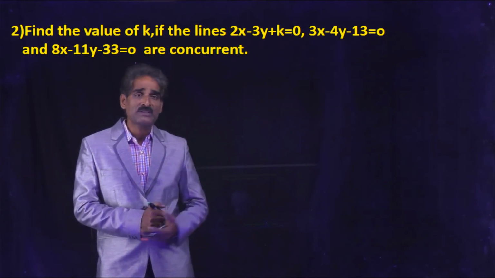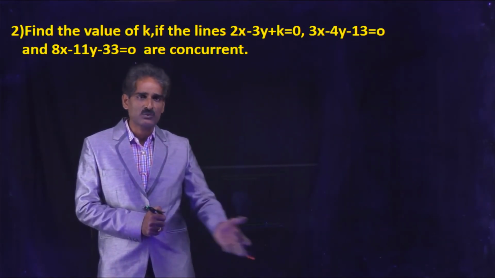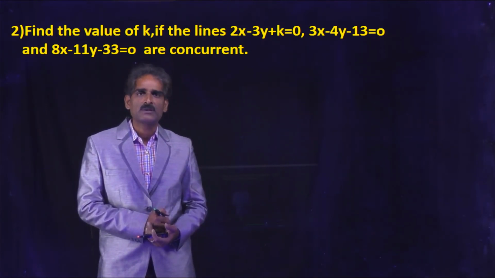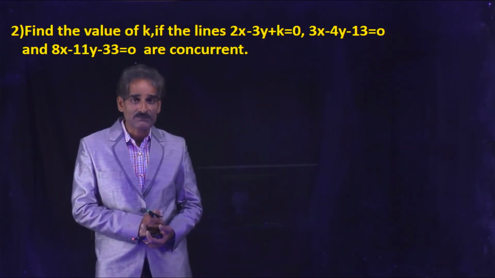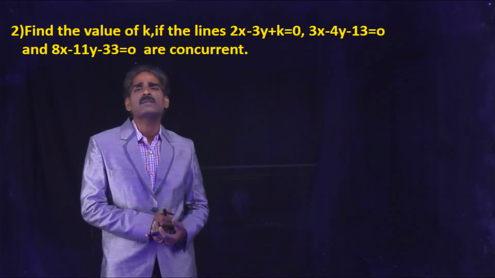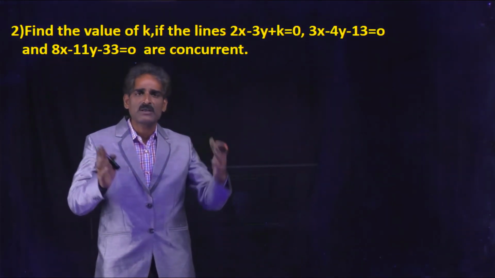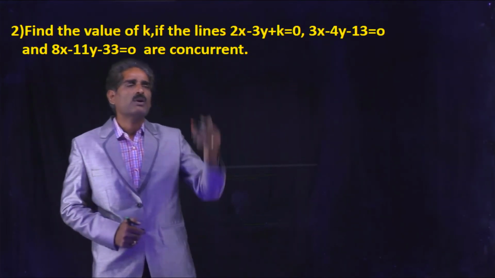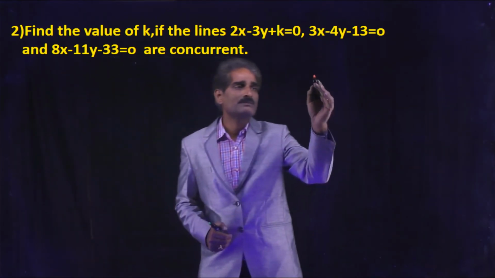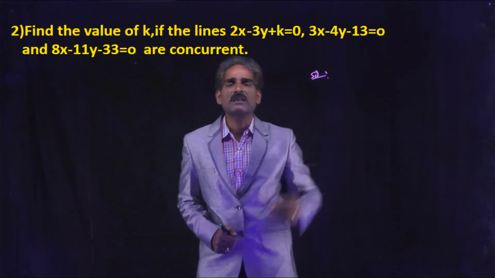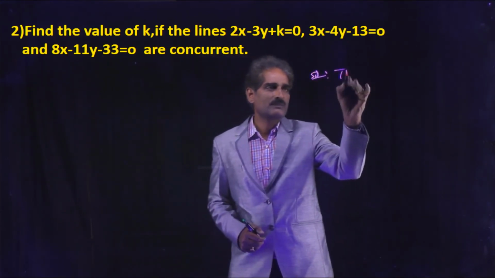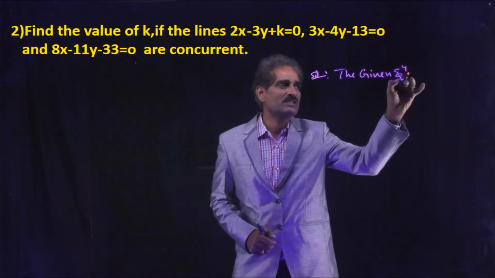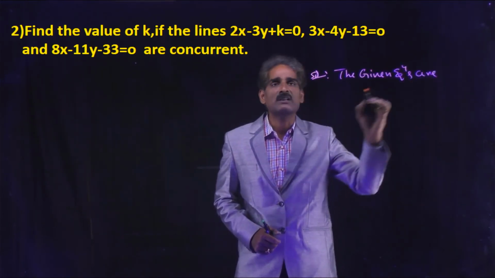One more method is the determinant method, which we already used in the previous problem. Here we want to find k, so it is better to use the determinant method. The determinant of these three lines equals 0, then we'll get the k value. So what are the given equations?